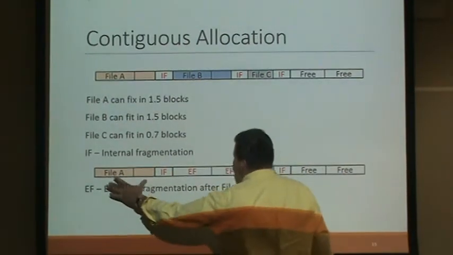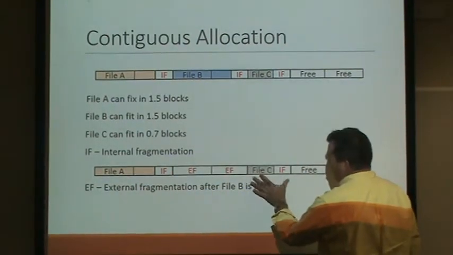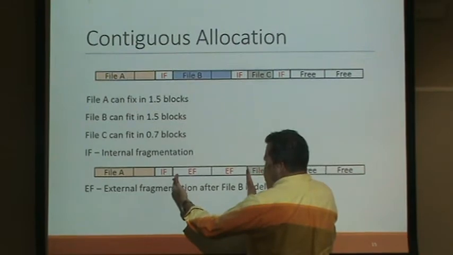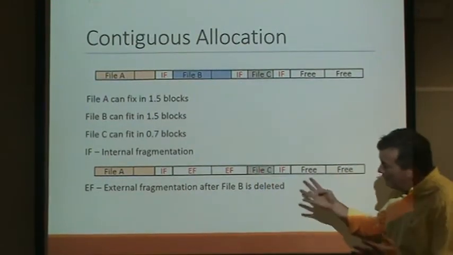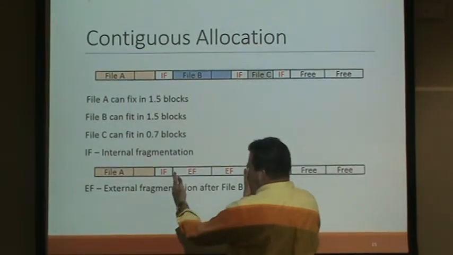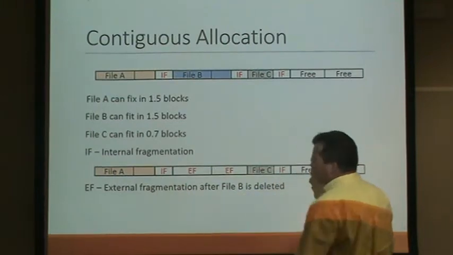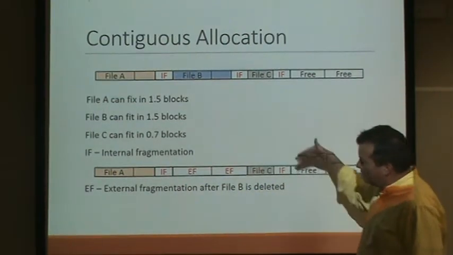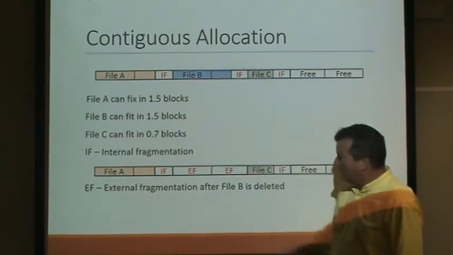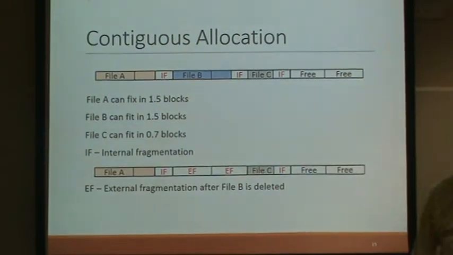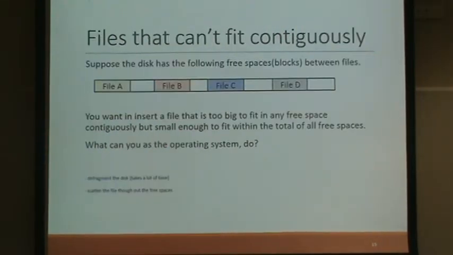So now on our disk, we have external fragmentation. Between file A and file C, we now have a big space in the middle. If a new file came along that could fit in here, that would be great. But if a file came along that needed three blocks, then we couldn't fit it in here. We have some space that could be wasted. So, developing new issues doing that.